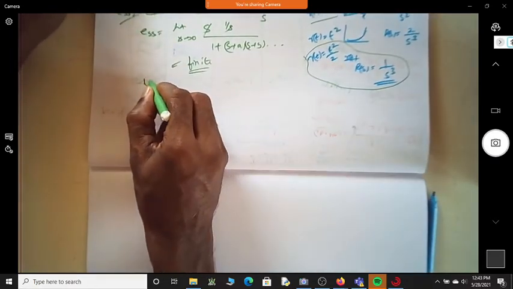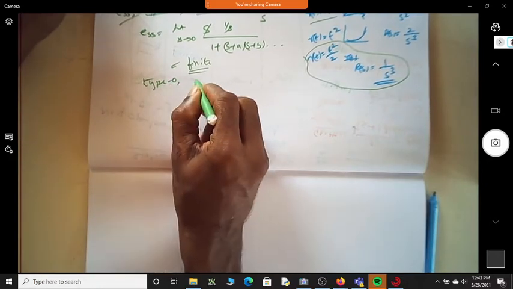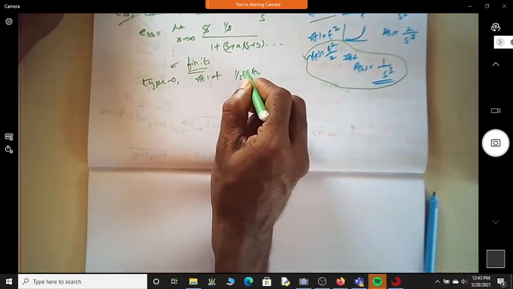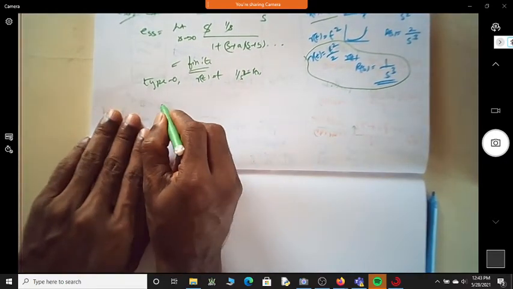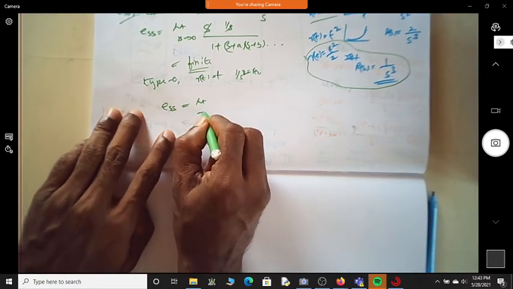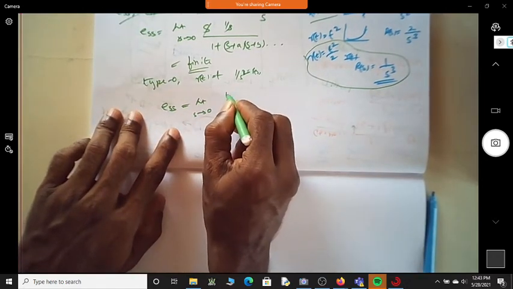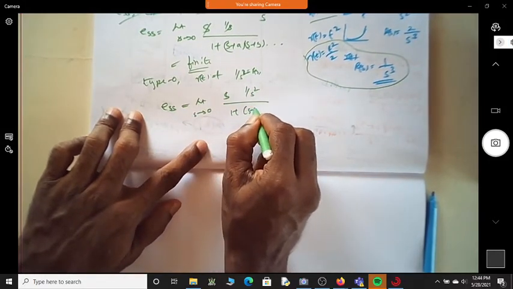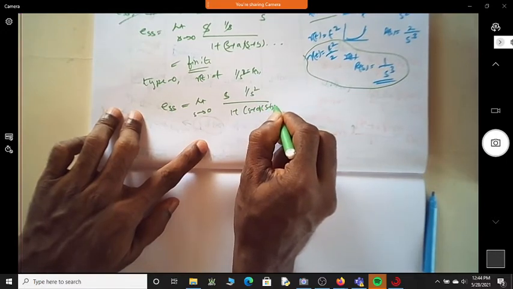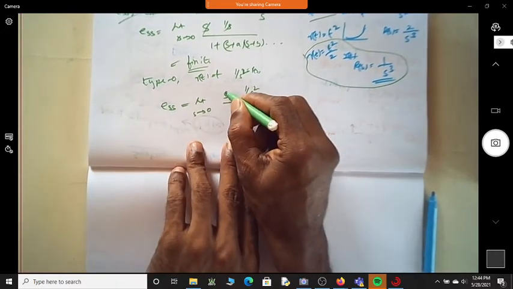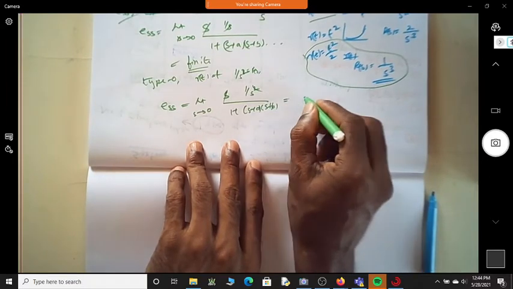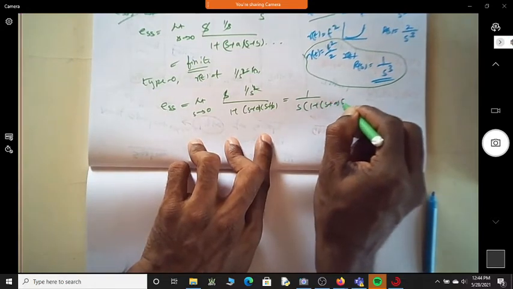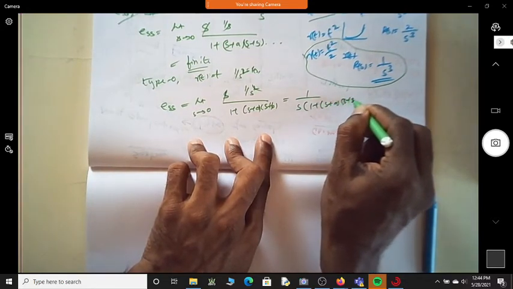Yes, sir. Let us still take type 0. Let us take R of t is equal to t, which is 1 over s square, R of s. Are you now ending with ESS is equal to limit of s tending to 0, s into 1 over s square divided by 1 plus s plus a into s plus b? Yes, sir. So does this go with this square? Do you now end up with 1 over s into 1 plus s plus a, s plus b, something like that? Yes, sir.